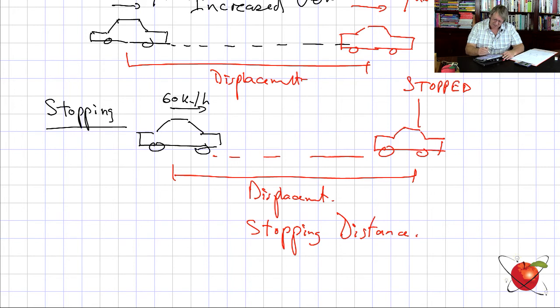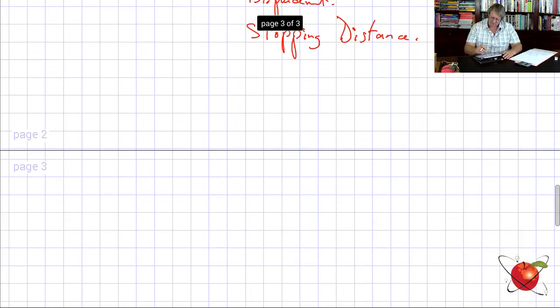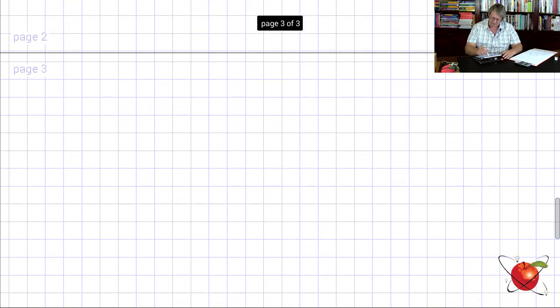What happened here is the car decreased velocity. Let me just make that tidy. The velocity decreased. What does this mean? Well, let's just look at some of the numbers. We're going to go through a whole load of examples. Let's have a look.